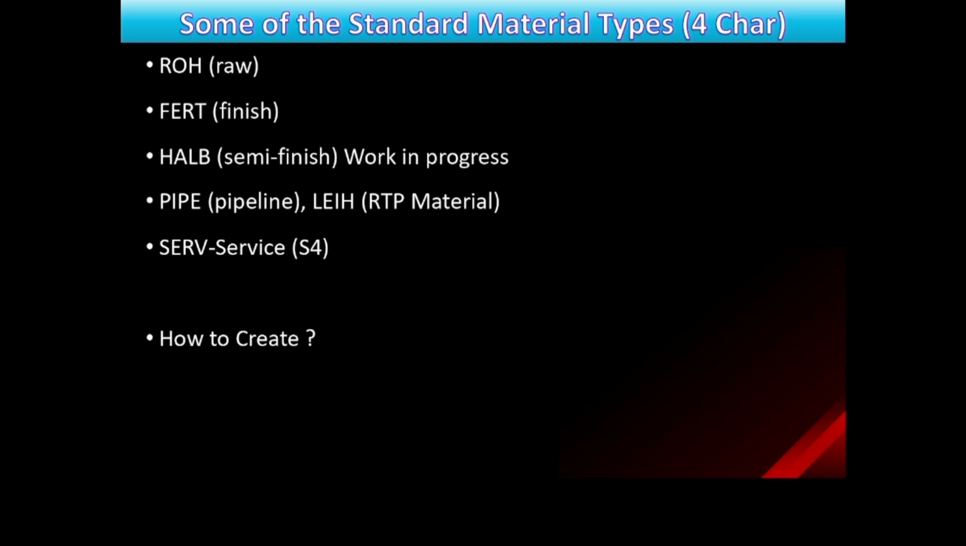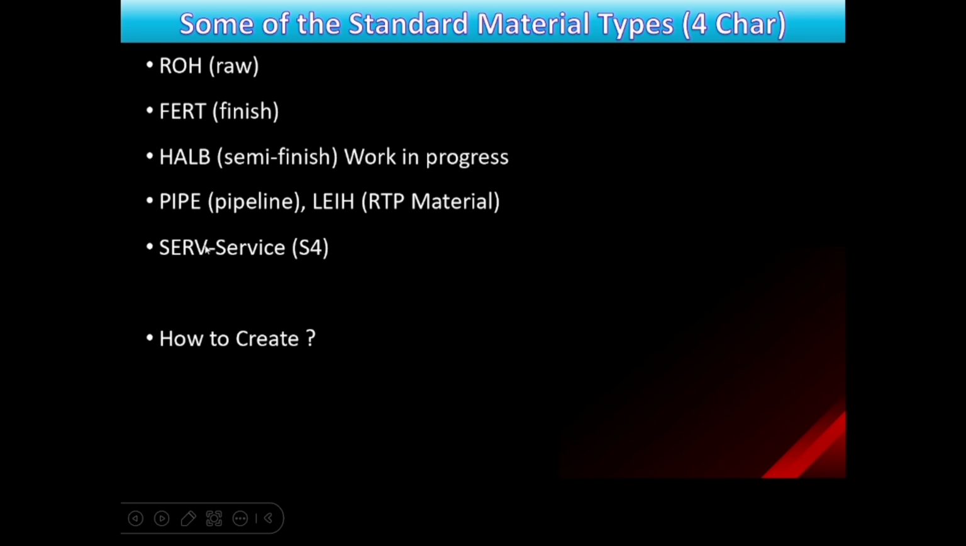Some of the standard material types provided by SAP are ROH, which is raw material, FERT, which is finished material, HALB, semi-finished or work in progress, PIPE is pipeline material, LEIH is returnable transport packaging material, and SERV is service material.